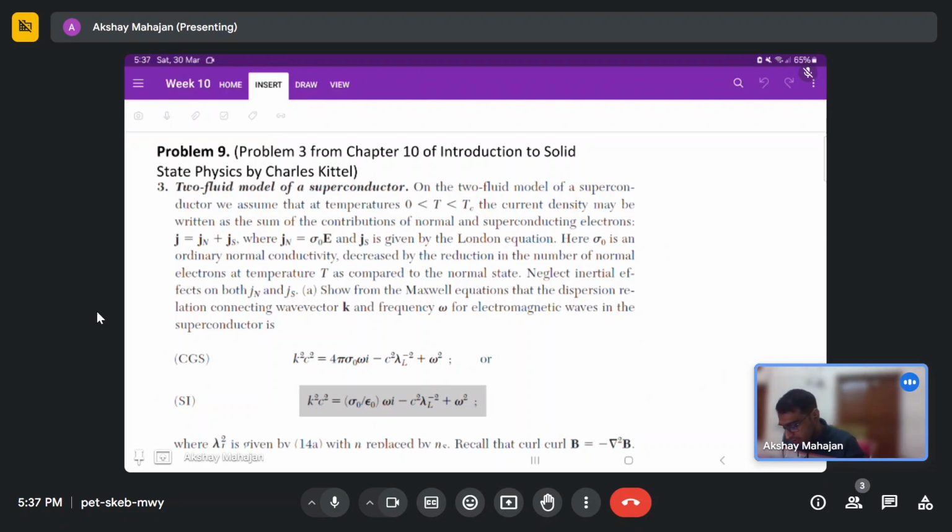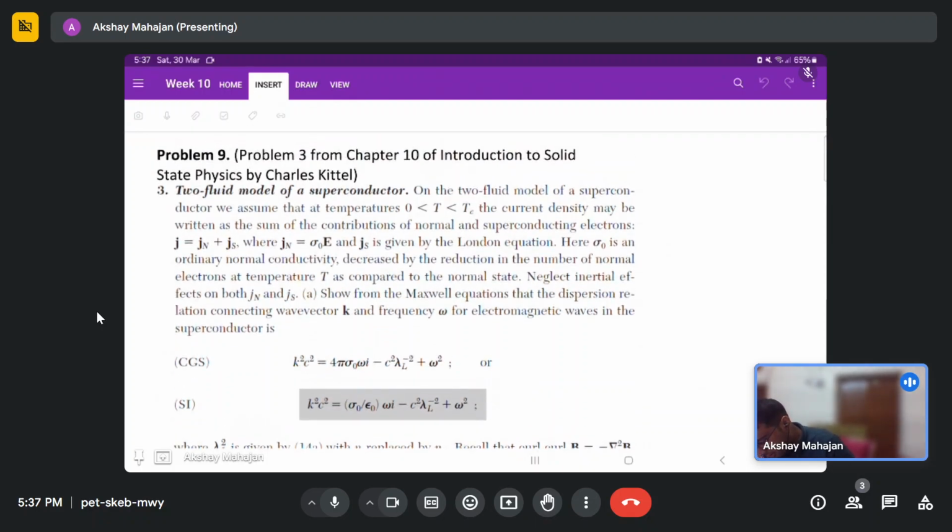So this is also problem number 3 from chapter 10 of Introduction to Solid State Physics by Charles. In the lecture it was said that in the superconducting state we can consider the electron density of two types: the electron density of the normal electrons, and the electron density of the superconducting electrons. So this question is also based on that model only. So let's consider the two fluid model of the superconductor.